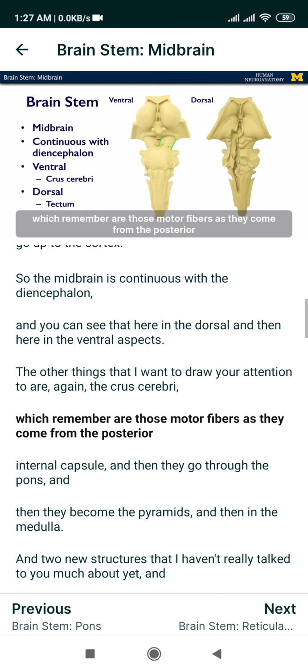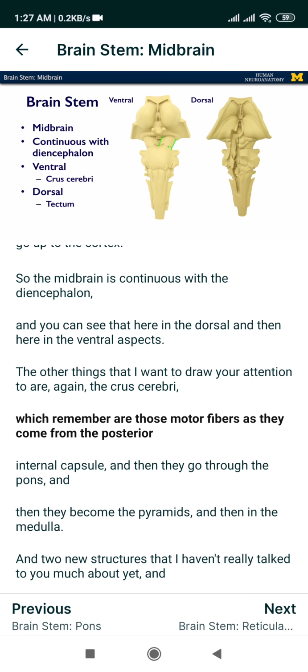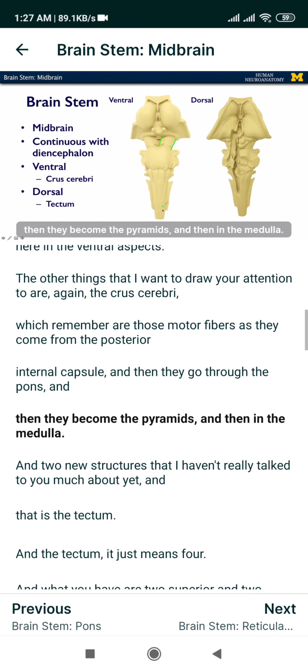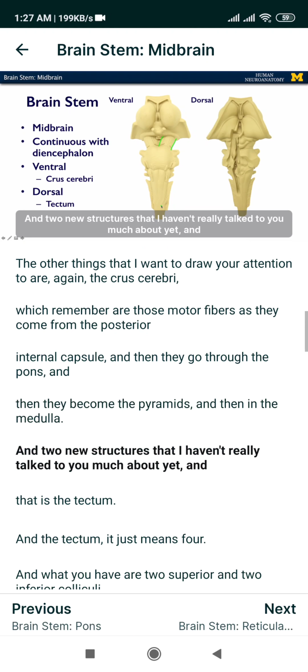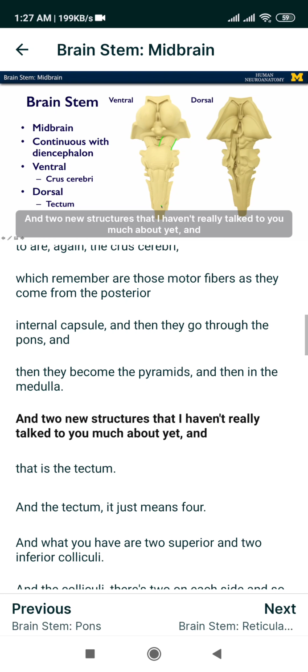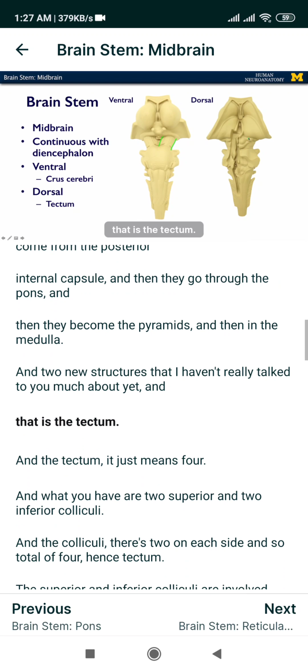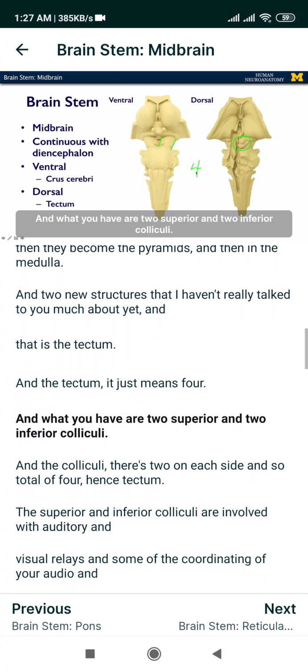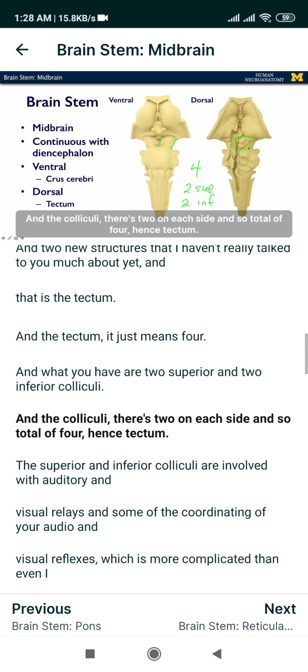which, remember, are those motor fibers as they come from the posterior aspect of the posterior internal capsule, and then they go through the pons, and then they become the pyramids in the medulla. And 2 new structures that I haven't really talked to you much about yet, and that is the tectum. And the tectum just means 4, and what you have are 2 superior and 2 inferior colliculi. And the colliculi, there's 2 on each side, and so a total of 4, hence tectum.